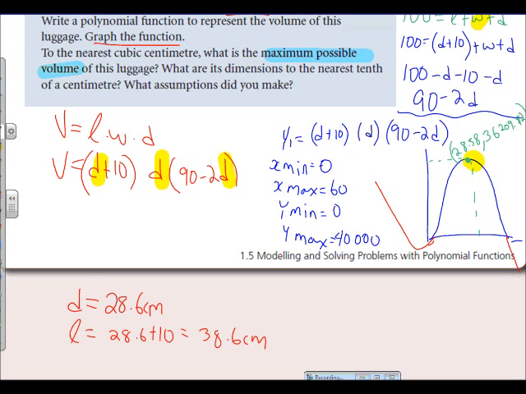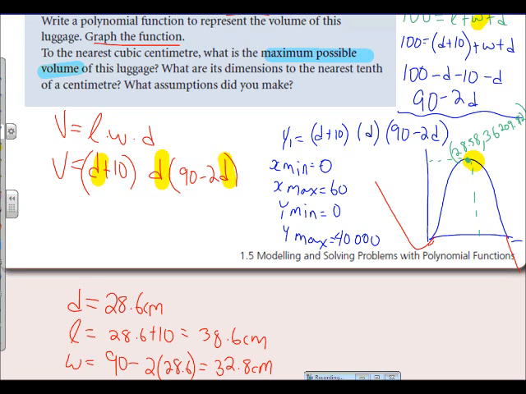And then our width. Our width we said was 90 minus 2d. Or you could go 100 minus the first 2 answers, which will give us 32.8 centimeters. There's our dimensions.